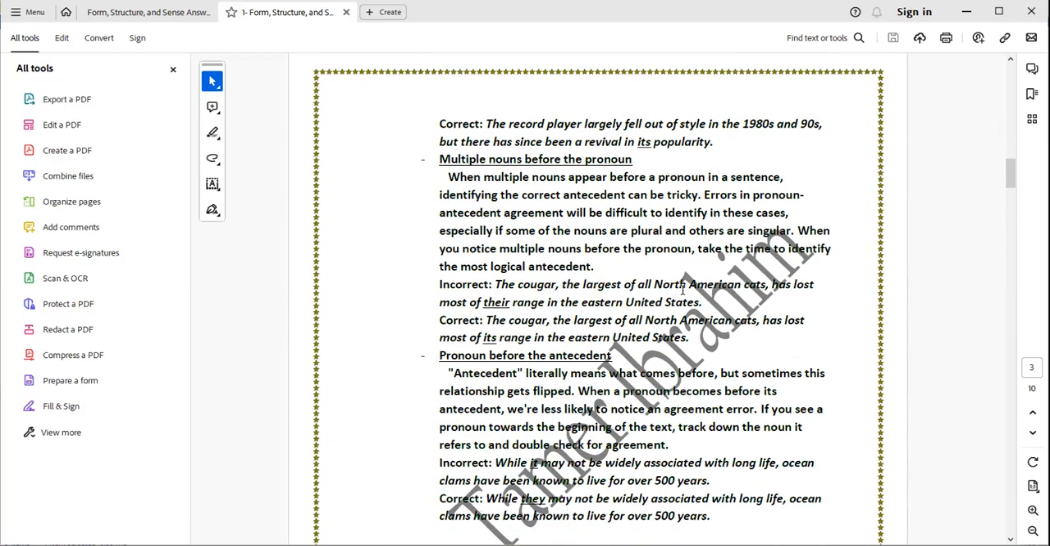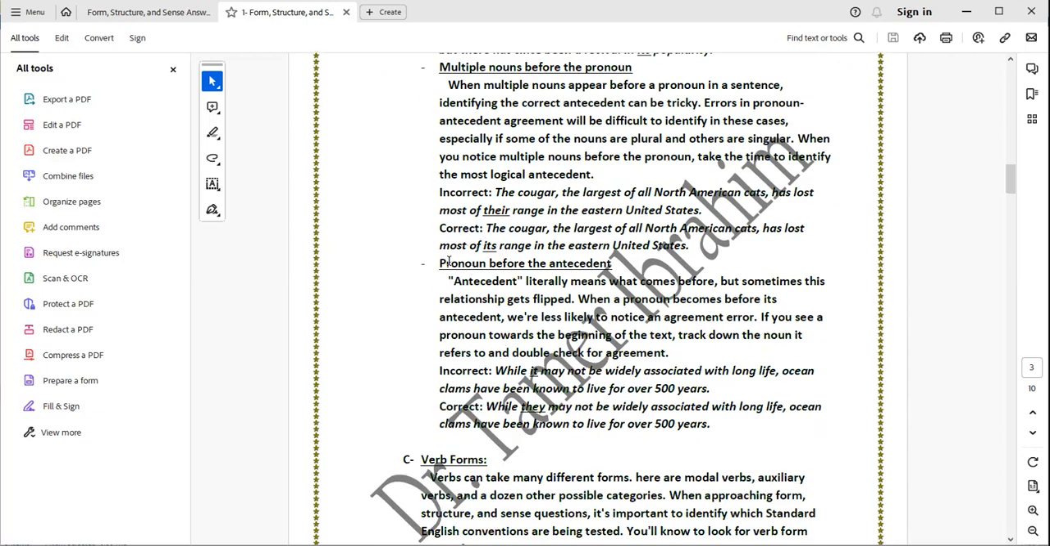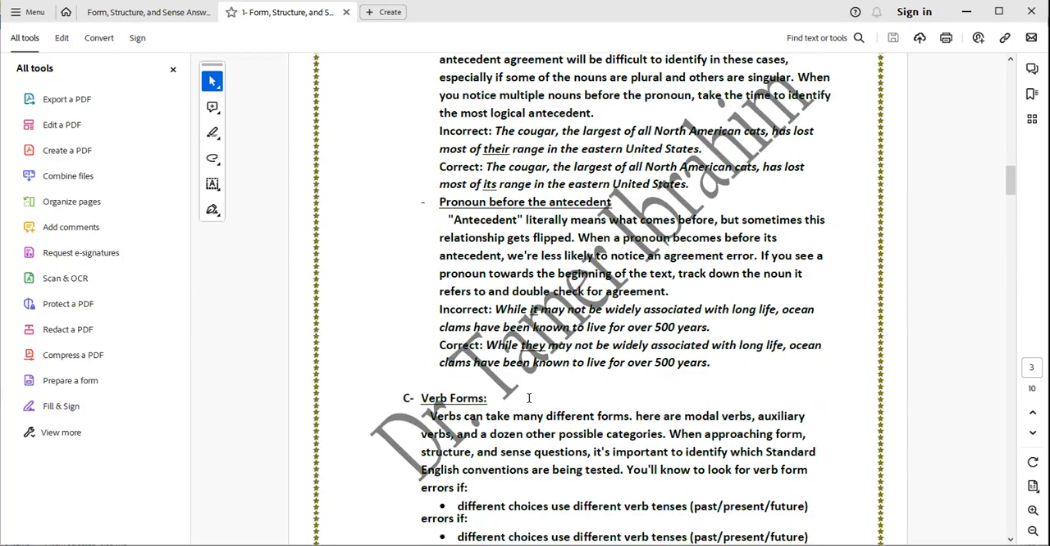Like the cat word, the largest of all North American cats, has lost most of its range in the eastern United States. Take care. Whatever is between the two commas is not essential for me. So I'm talking about the cat word, so it must be "its." Sometimes the pronoun can come before the antecedent, so you have to look at the full sentence. While it may not be widely associated with long life, ocean clams have been known to live for over 500 years. So we're talking about clams, so it must be "they."